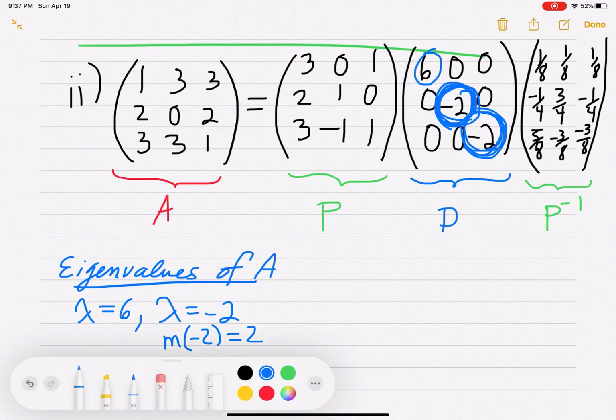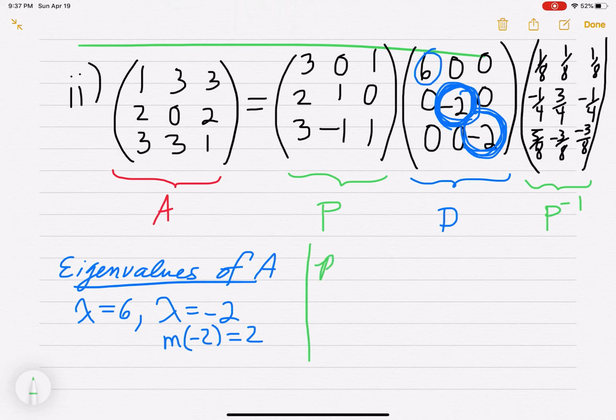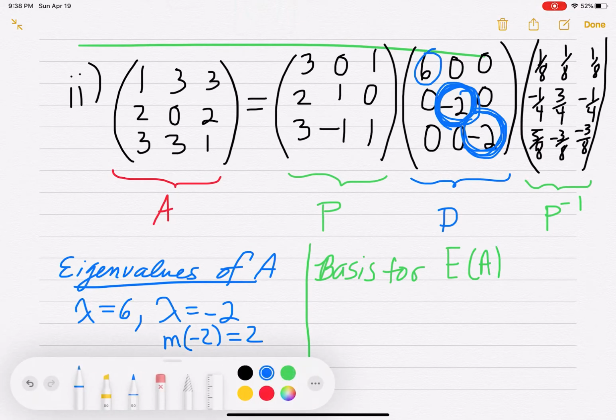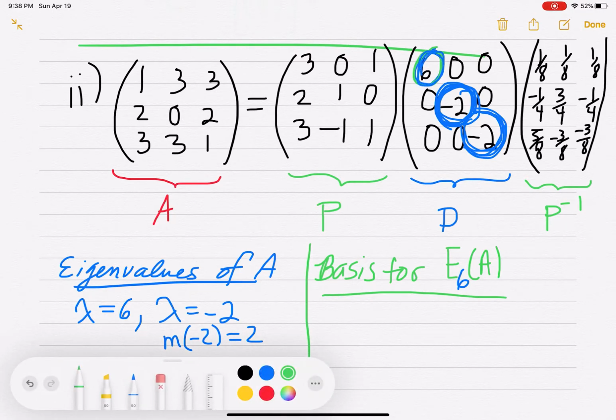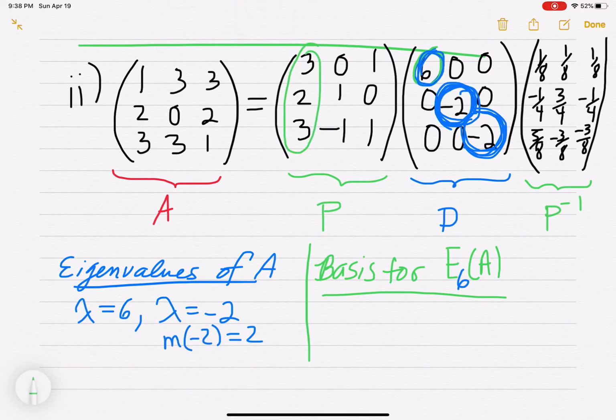Okay, so we've got to find bases for two eigenspaces. The basis for the first eigenspace is going to be the eigenspace of A associated with the first eigenvalue, 6. Since 6 has multiplicity 1, you're just going to take the first column vector in P to be your basis for your eigenspace here. So I'm going to write my basis B consists of the following single vector. It's 3, 2, 3.